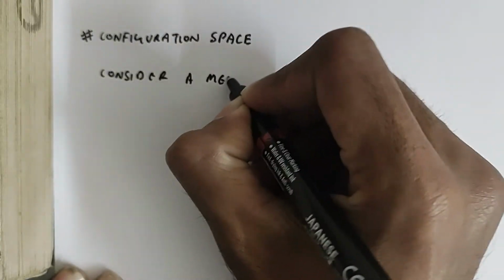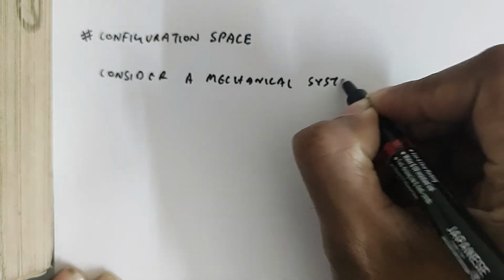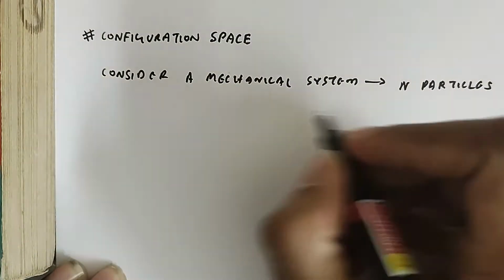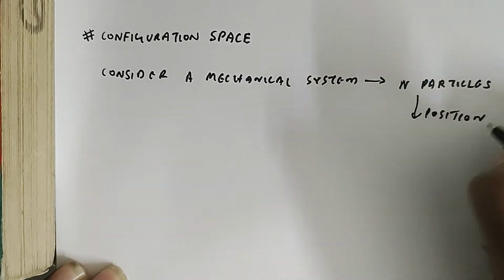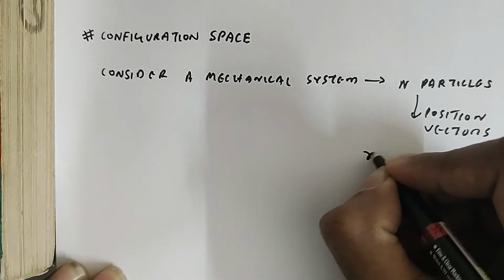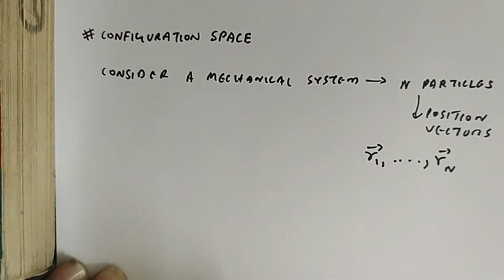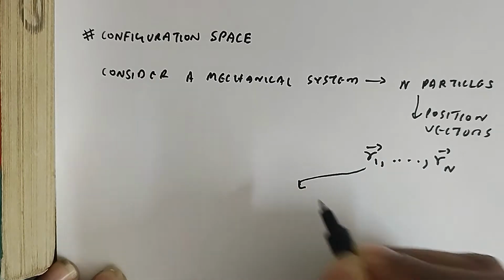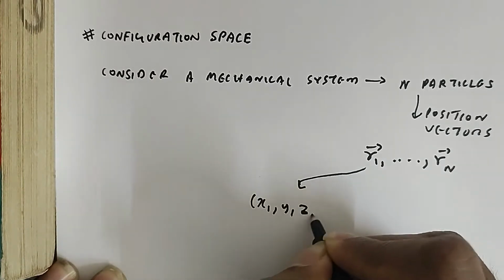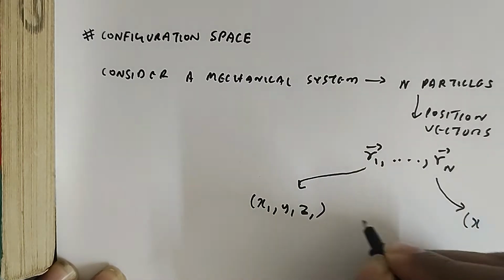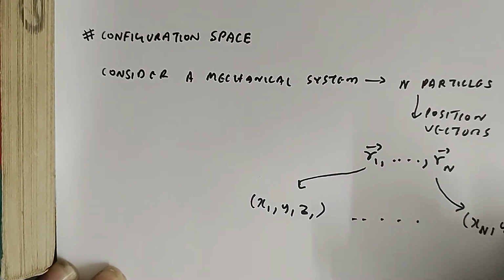Now, consider a mechanical system with n particles whose position vectors are given by, say, r vector 1 through r vector n, and the corresponding coordinates of each of them are x1, y1, z1, because it's a vector, and so on up to xn, yn, and zn.